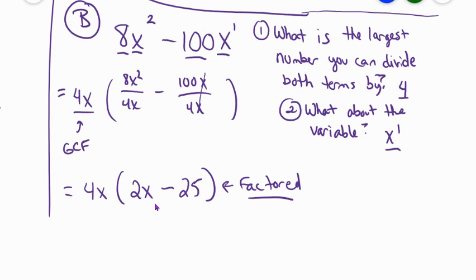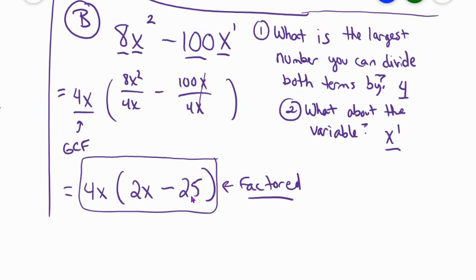Is there anything else? The last thing you should ask yourself is, is there anything else I could do to factor this 2x minus 25? Can you divide 2 and 25 by anything bigger than 1? Oh, any integers, I should say, bigger than 1. So the answer would be no. So we know that we have this factored completely.